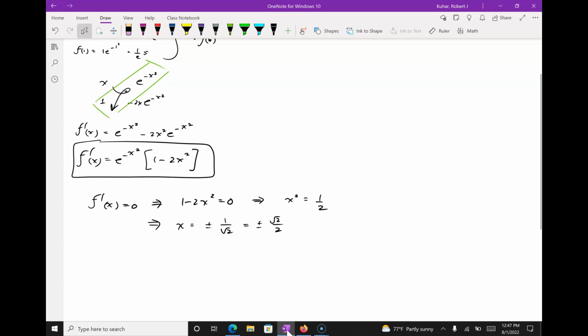So once I found my critical values of f prime, I want to make sure that they're in my open interval, and they are, right? -2 is less than plus or minus rad 2 over 2, which is less than 1. That's true. And again, if you don't believe me, check with decimals if you don't believe me.